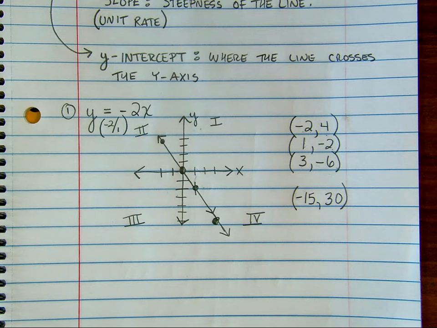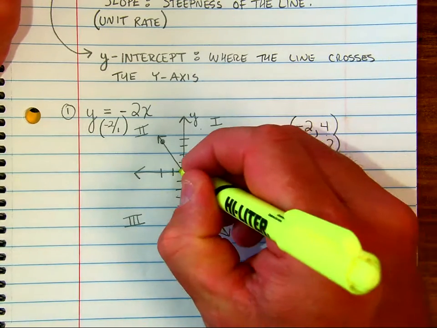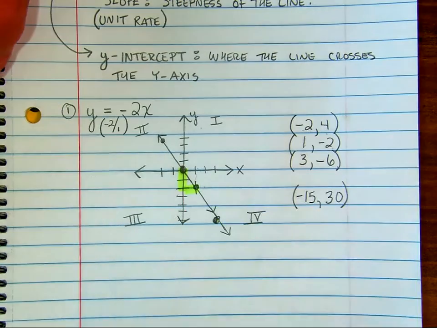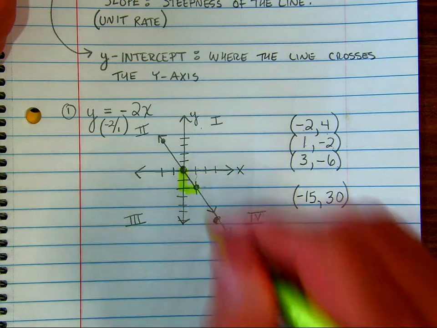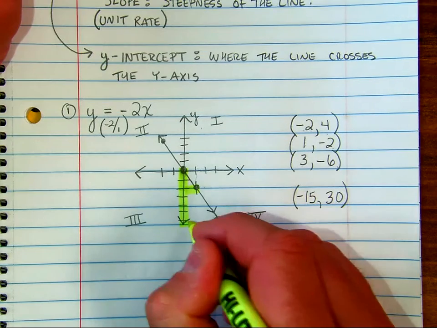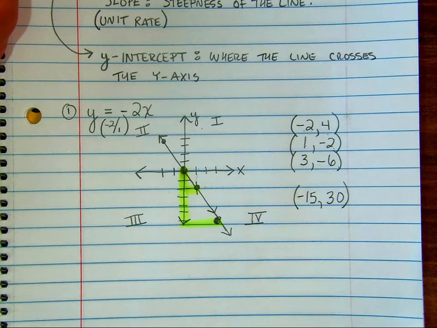What's the slope from this point to that point? What's the slope from that point to that point? Aubrey? Negative 2. Well, what about if I go from this point to this point? What's that slope? Timmy? Negative 2.